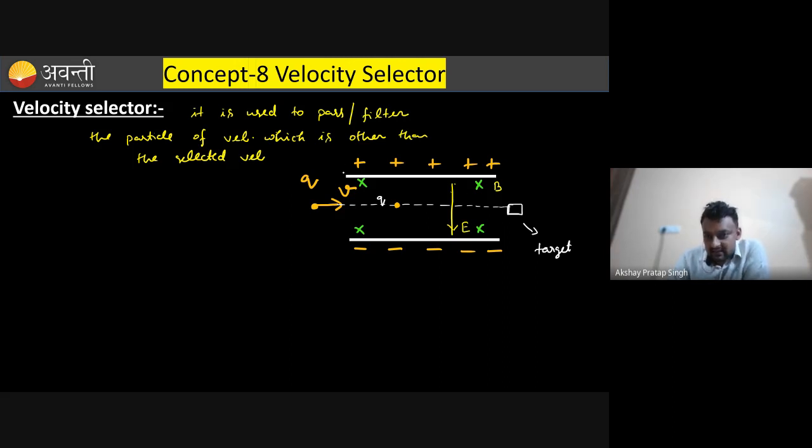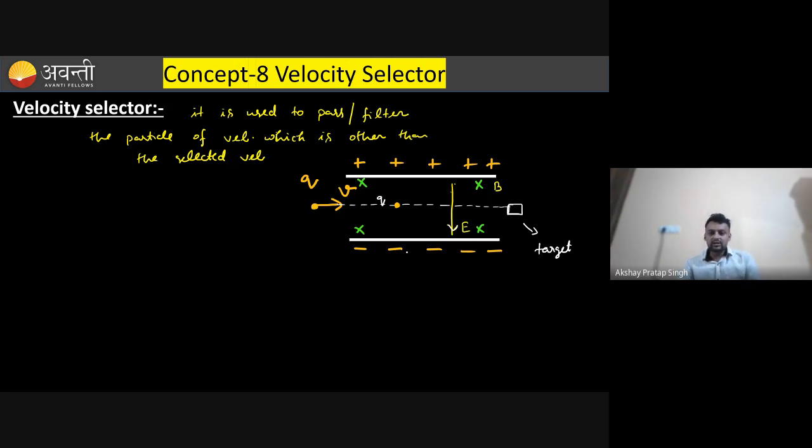There is a situation where there is an electric field in the downward direction. This electric field is marked with the arrow E. And there is a magnetic field into the plane, that is, inward direction. Now the charge is moving horizontally. What I am saying is that the charge will reach the target only if it follows the straight line path.